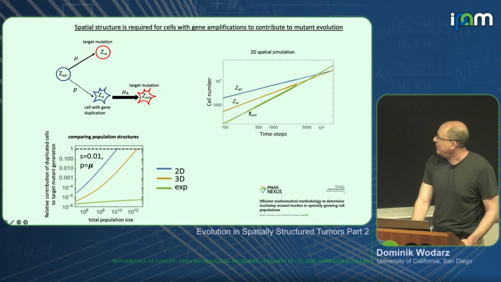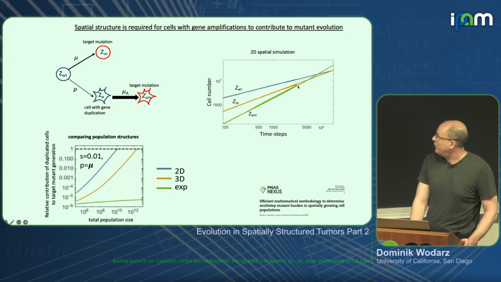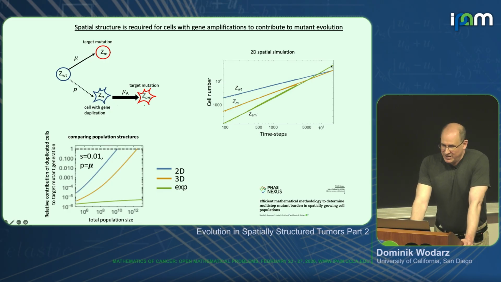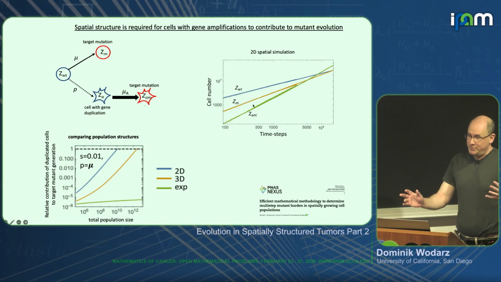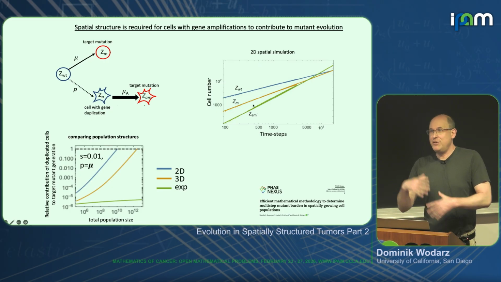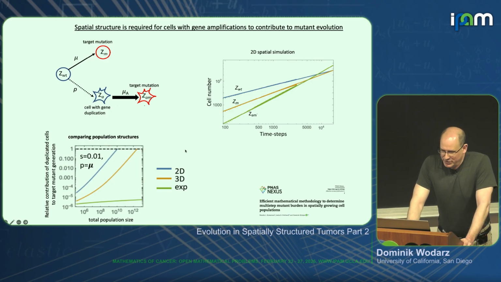And you can see that at early times, when the cell numbers are low, the amplification pathway really doesn't matter. It's much less important. But as the population grows over time, the mutants generated through this amplification pathway become the dominant mode. And this is in a 2D spatial simulation. And this is done by running an agent-based model and then using the scaling laws to extrapolate to large sizes, which are computationally not feasible.